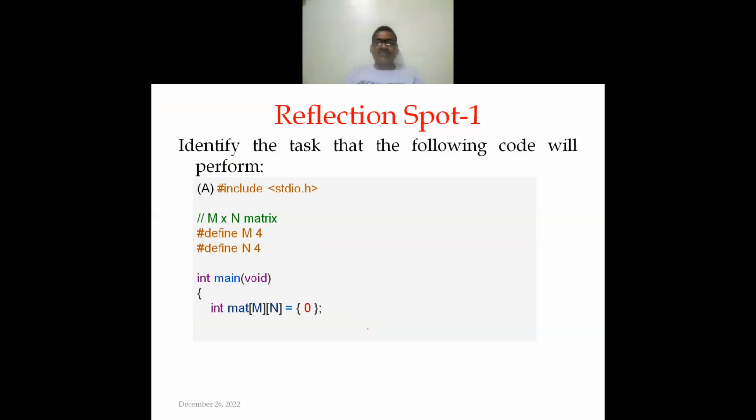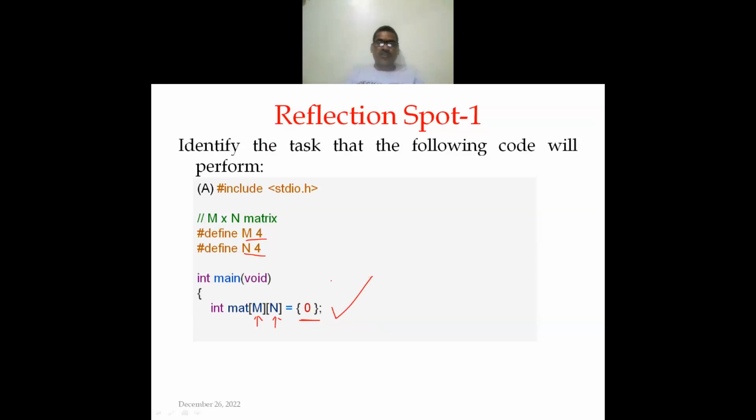Now coming to this reflection spot: identify the task that the following code will perform. So what does it do here basically? Any idea we have here? So we are defining M as 4 and N as 4. A matrix of size M cross N we are defining here, int mat[M][N]. So M and N are the constants here. It is a 4 cross 4 matrix, equal to, simply we have enclosed a single zero in curly braces. What does it indicate? Any idea, students?